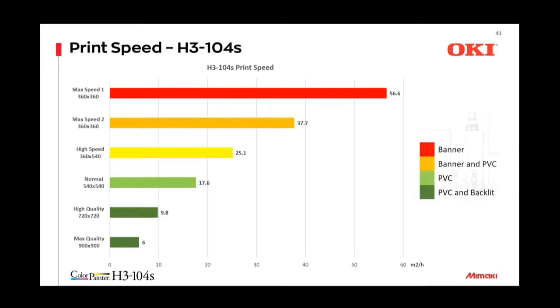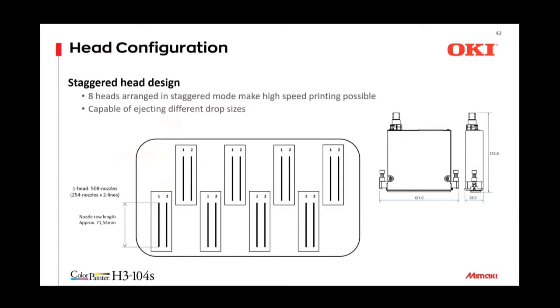All right, so how do we achieve that? As mentioned, we've got 8 heads arranged in a staggered mode this time. So we've got 4 heads in line staggered once, which adds up to our 8. Obviously the same printhead technology with up to 508 nozzles per printhead. Our configuration we'll go through in a bit more detail a bit later. But yes, we're running the 8-color system: CMYK, light cyan, light magenta, grey, and light grey.